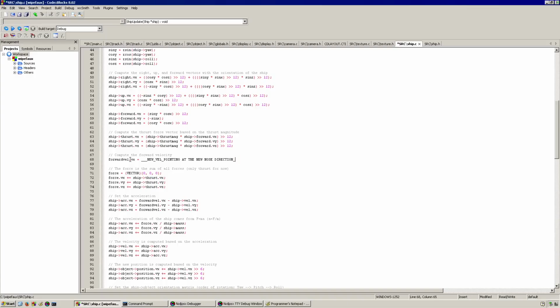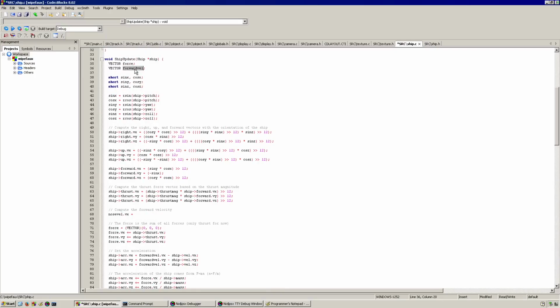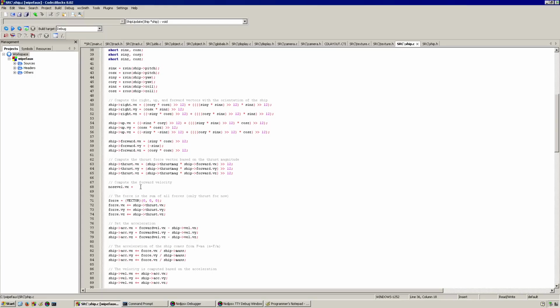So I'm just adding a couple of notes here for me to think about what I'm doing. This forward velocity is the new nose velocity. Let me just change this to new nose velocity. I think that's going to make more sense. So, the new nose velocity, let's just change this to nose velocity. This nose velocity is the velocity value along the new nose direction that we just computed, this forward nose that we just computed for this frame.